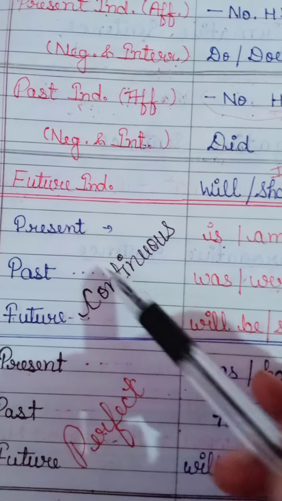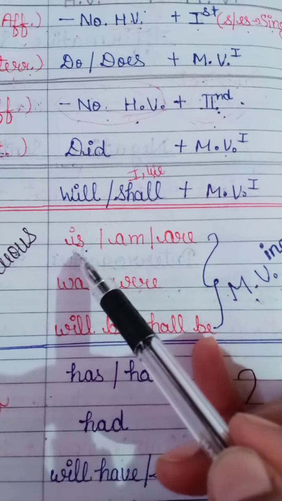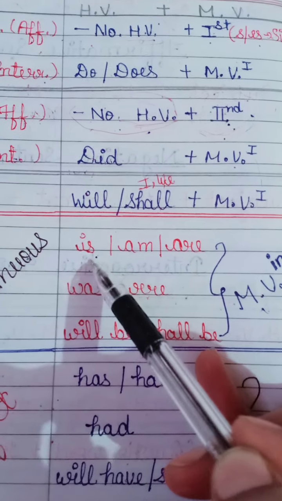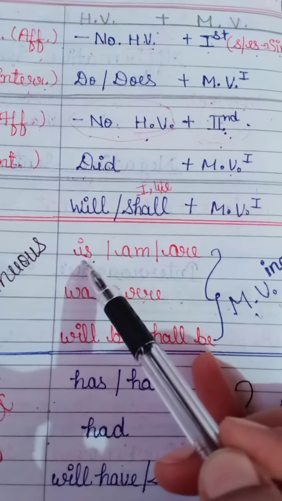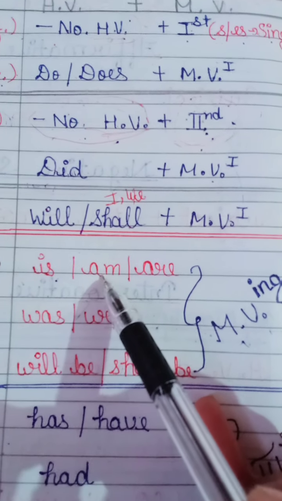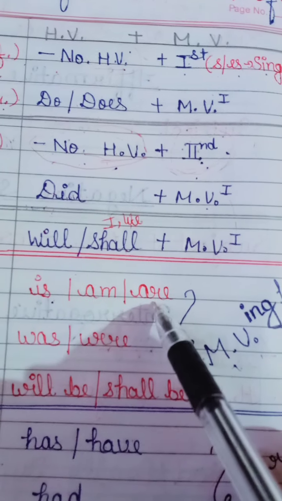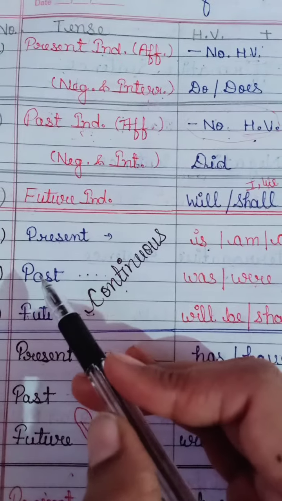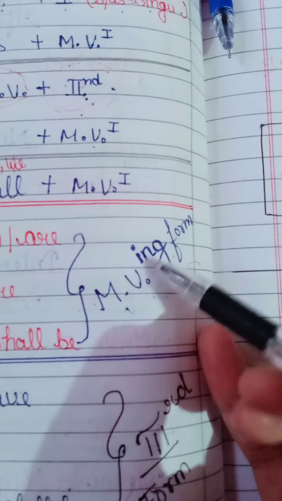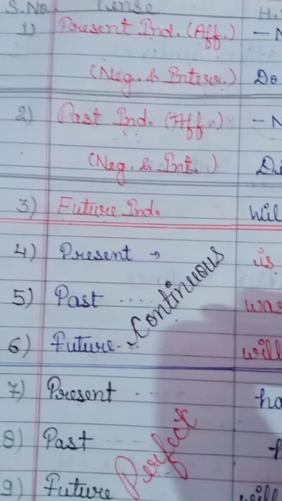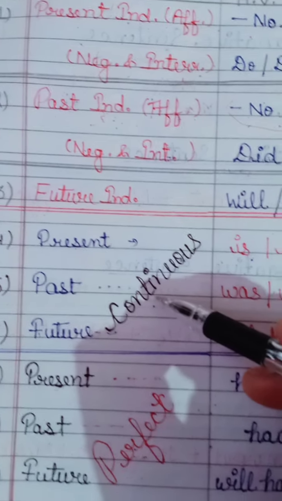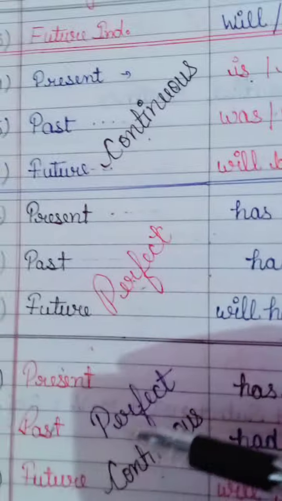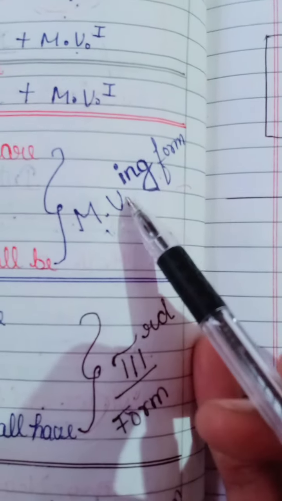Next, present continuous: is, am, are. Along with he, she, it, or singular numbers we will put is, along with I we will put am, and if there are plural numbers we will put are. And the main verb will be ing in all the continuous tenses, whether it is continuous tense or perfect continuous tense. So in all the continuous tenses, the main verb will be the ing form.